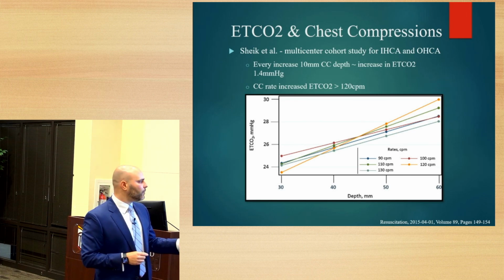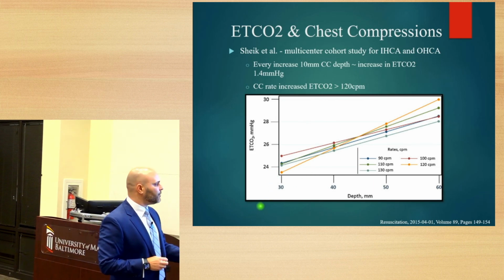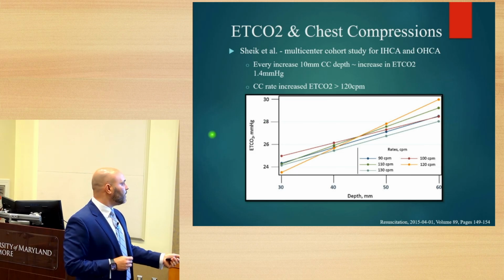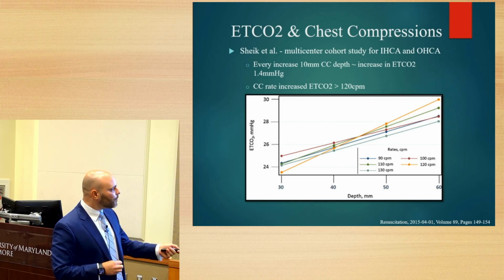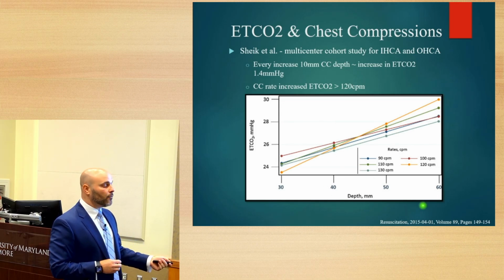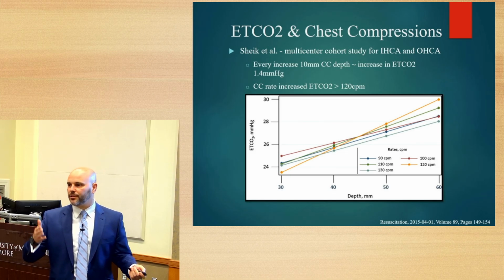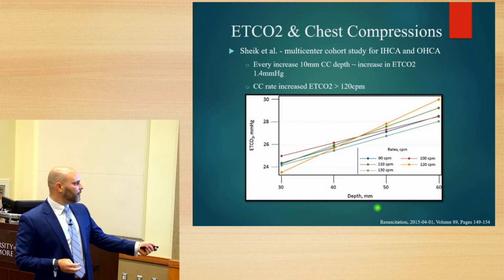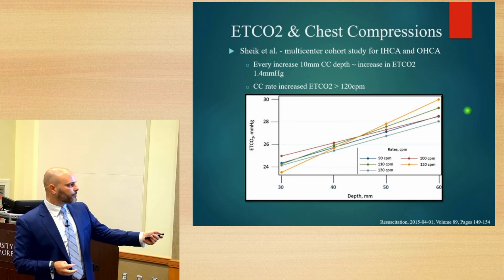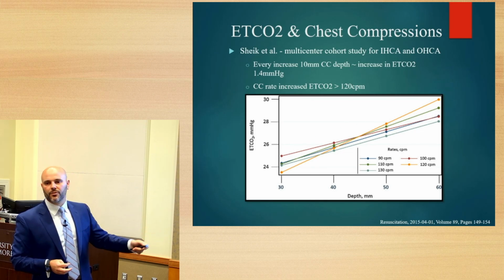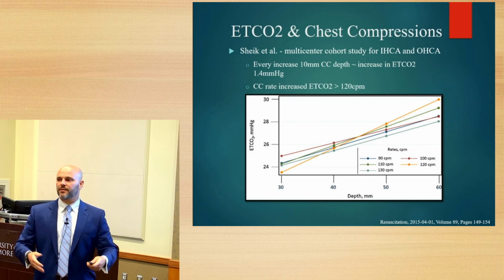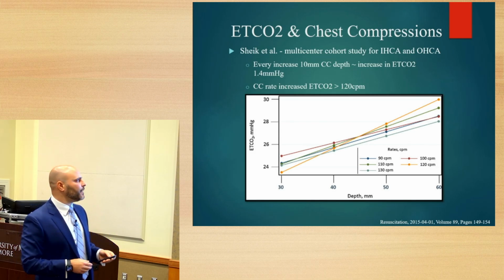So here at the bottom is your depth of chest compressions and then your end-tidal CO2 level. With each increase in depth, you had a rise in CO2. And then the color coding here basically shows that we're being taught the right things. Chest compressions between 100 and 120 had the highest rise in CO2. So deeper and anywhere between 100 and 120 will give you the best chance of getting your CO2 to increase.